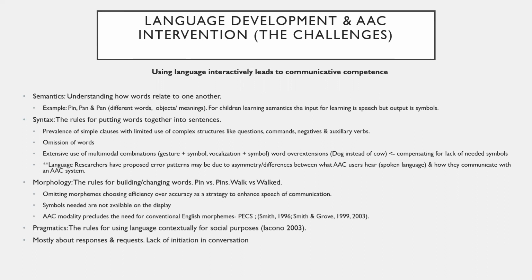And for children learning semantics and using an AAC system, the input for their learning is speech. So they hear pin, pan, and pen, but their output, so how they're going to communicate the differences in those words when it comes to semantics, is symbols. So input is speech. I'm learning because somebody's instructing me via speech, but my output needs to be symbols.